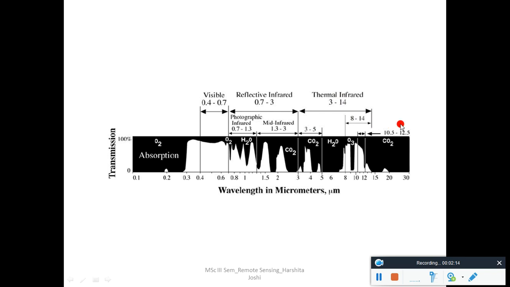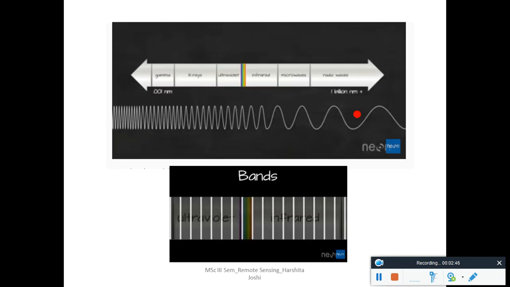After this comes the microwave from 1 mm to 1 m, and after that the radio waves which range from 1 m to kilometers. These are said to be various atmospheric windows. That is, these bandwidths can pass through the atmosphere. While getting reflected they get transmitted through the atmosphere, and they are received by the sensor so that we make an image. They have various frequencies and various wavelengths.